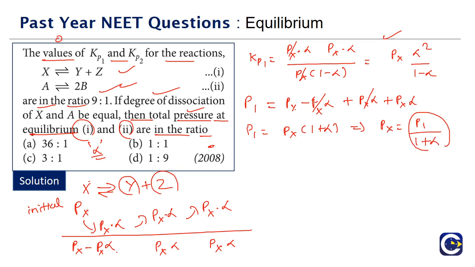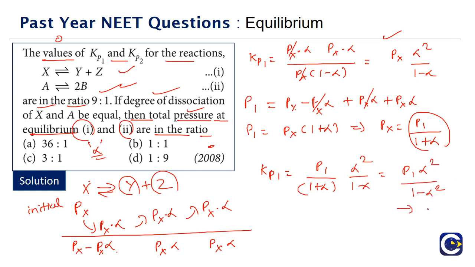And in fact, I remember telling in one of the previous questions also that the relation between the total pressure and the original pressure of the reactant will depend upon the reaction. So here Px value will be equal to what? P1 by 1 plus alpha. Now we'll just substitute. So Kp1 is equal to what? In place of Px we'll substitute this. So P1 by 1 plus alpha into alpha square by 1 minus alpha. This is P1 into alpha square by 1 minus alpha square.